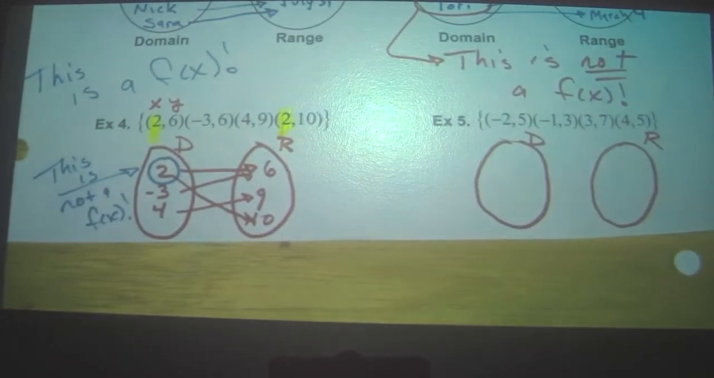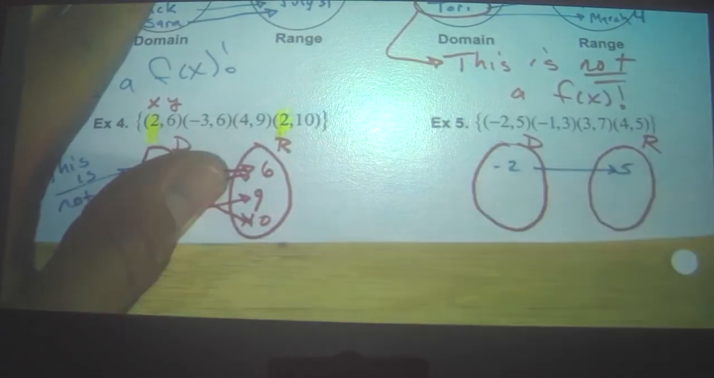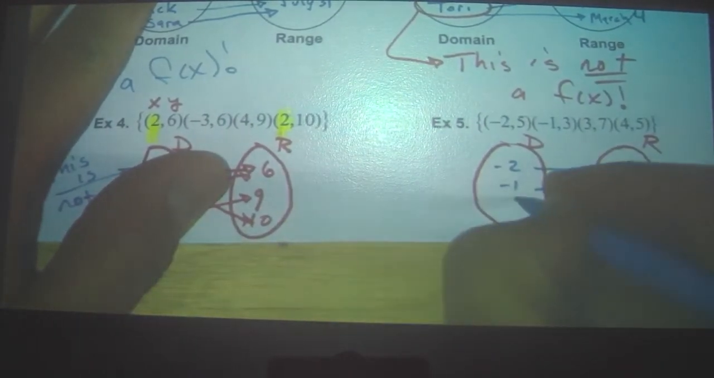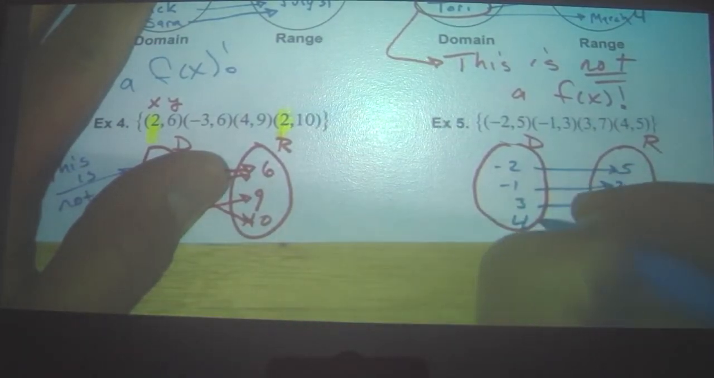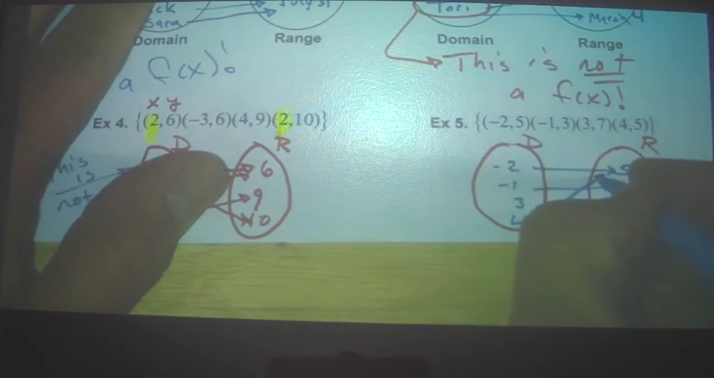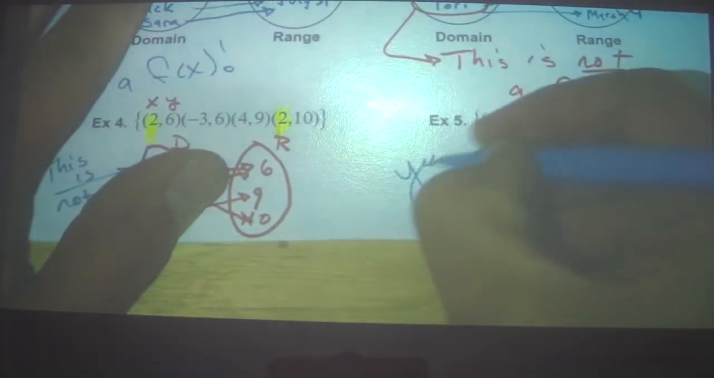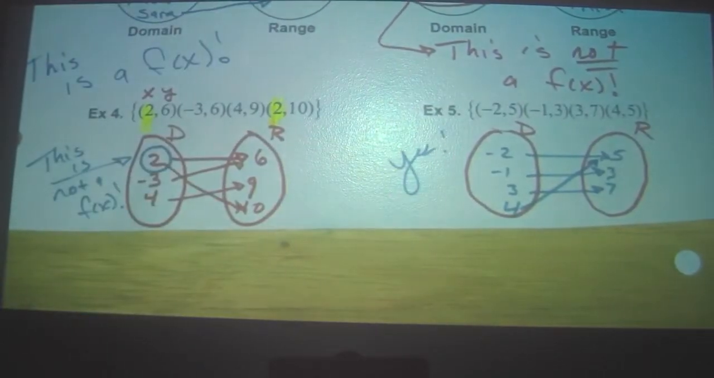Fantastic. Again, if I write this out, -2 goes to 5. -1 goes to 3. 3 goes to 7. And 4, don't write another 5. 4 goes to 5. It is okay that these two guys, -2 and 4, have the same birthday, January 5th. Totally fine. So this is a yes. It is a function.